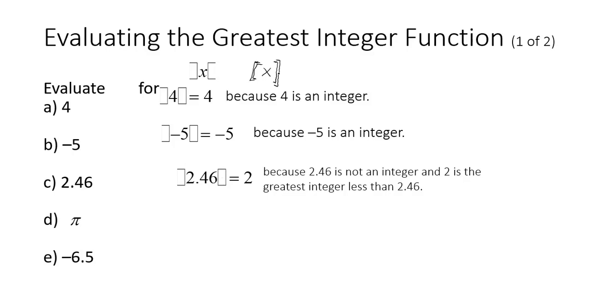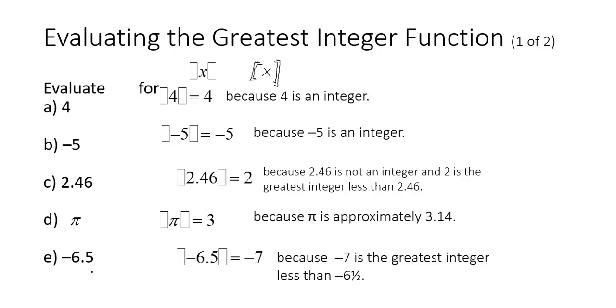Again, this box means the symbol here. Pi is 3.14. 3.14 is not an integer, so we're looking for the greatest integer less than 3.14, so that would be 3. -6.5 is not an integer, so the greatest integer less than -6.5 would be -7.